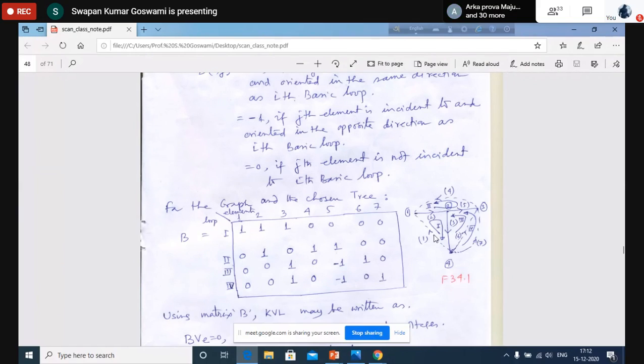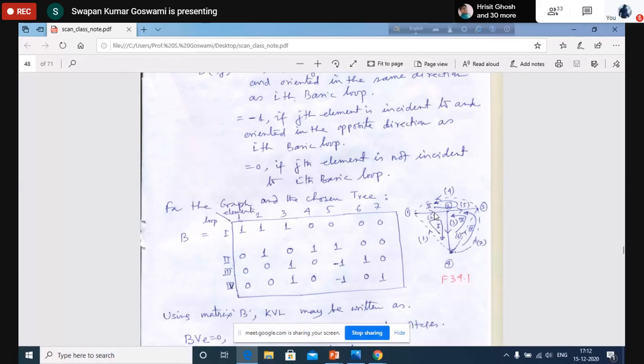link element 1 is not taking part in other loops. Element number 2 is a tree branch. It may take part in more than one loop, and here it has taken part in 2 loops. It is a part of loop 1. It is a part of loop 2. In loop 1, you see that the direction of the loop current and the direction of the element number 2 current are the same. So it will be +1 in loop 1.